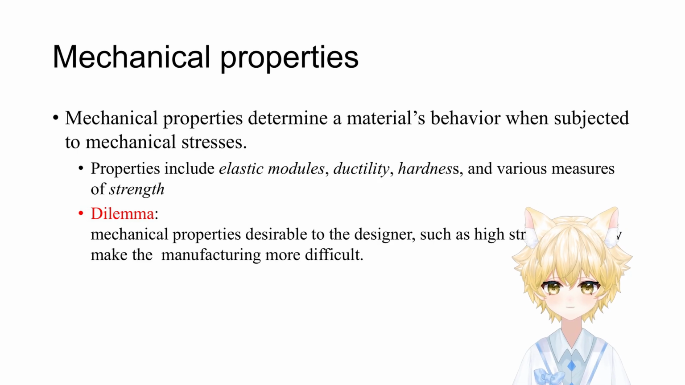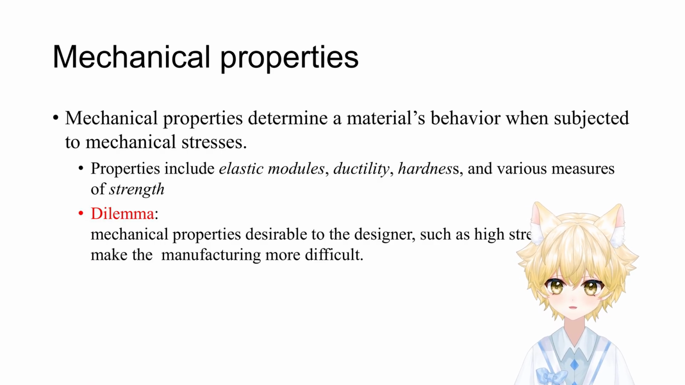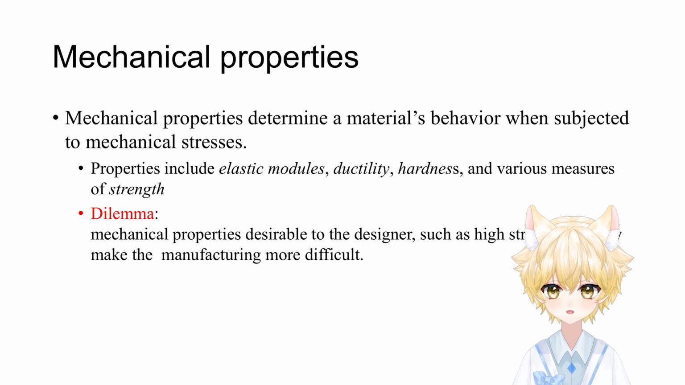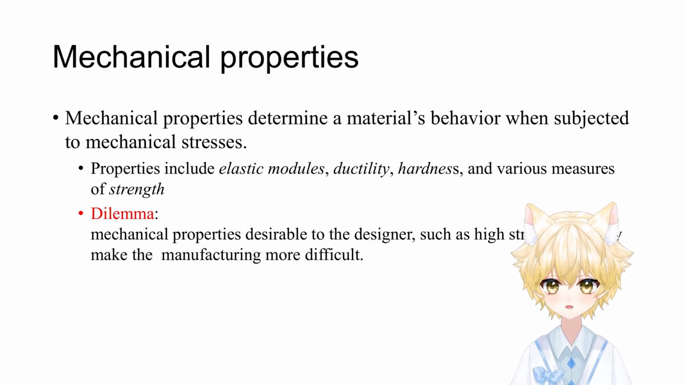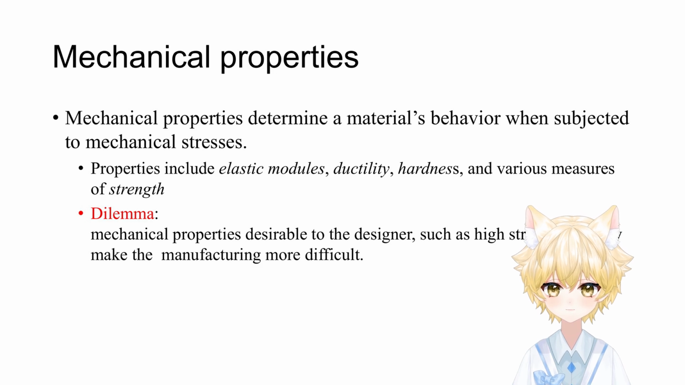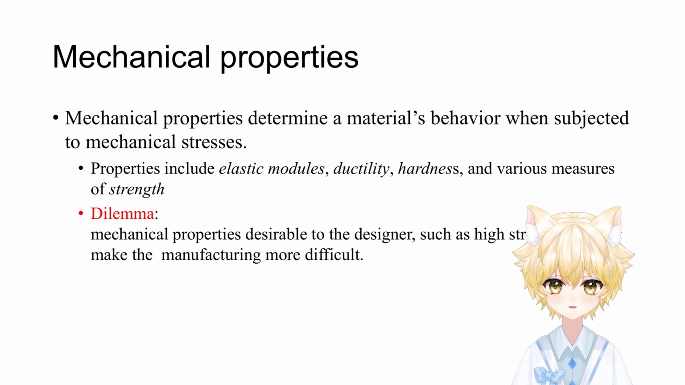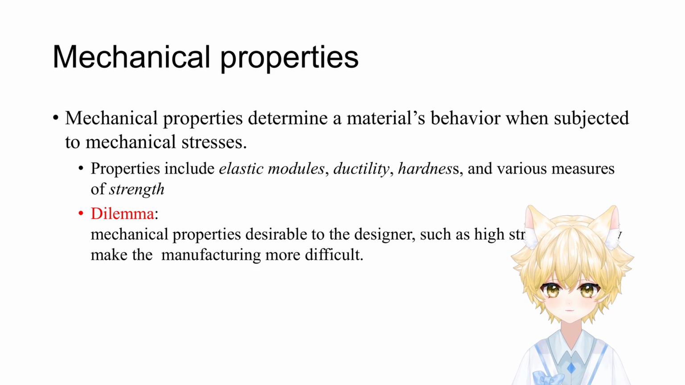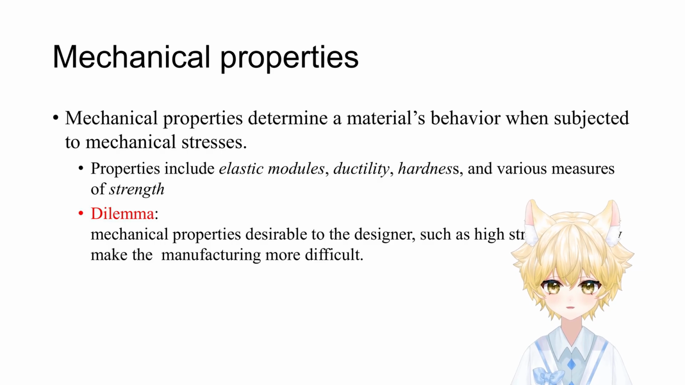Now that we understand stress and strain, we can talk about what really matters in engineering: mechanical properties. Mechanical properties describe how a material behaves when it is subject to mechanical stresses. In other words, they tell us what the material will do when we pull it, push it, bend it, or twist it. These properties include several important concepts.